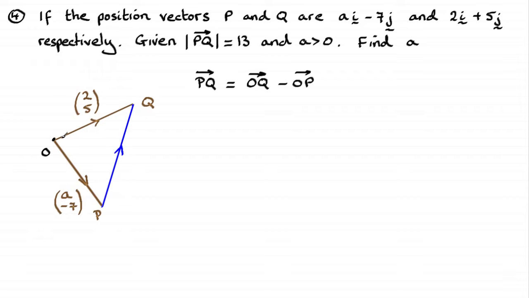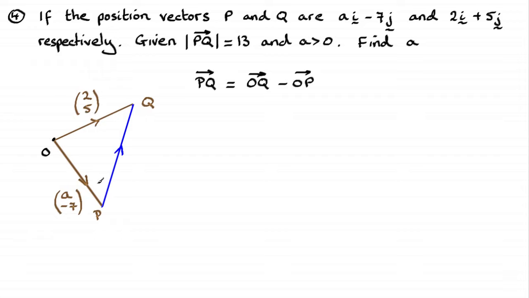So I've just drawn on my position vector P. I always start from the origin here. P is the vector A, minus 7. You'll see I've written it as a column vector as well. You don't have to do that, but I find it's quicker. O to Q, the position vector Q, is 2, 5, written as a column vector.